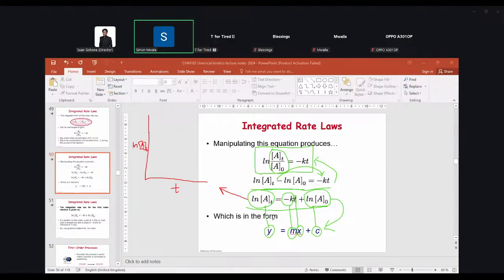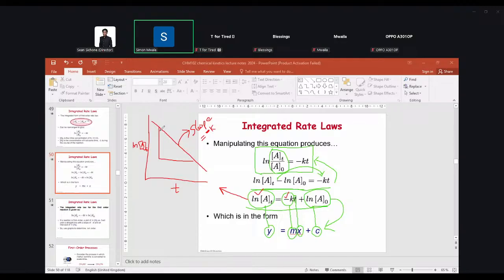If I plot a graph of this, I should get a straight line with a negative slope, because my k is negative here. So I should get a straight line with a negative slope, where the gradient of this line, the slope of this line, is equal to negative k. So if I plot a graph and I get the slope of this line, which is change in y over change in x, I should get the value for the k value or the rate constant. So this is one way you can get the rate constant, by plotting a graph of natural log of concentration at time t against t.